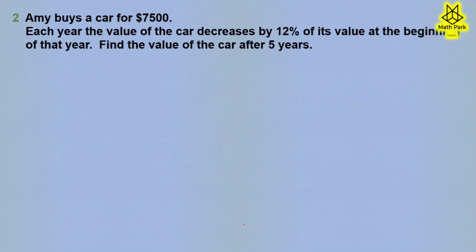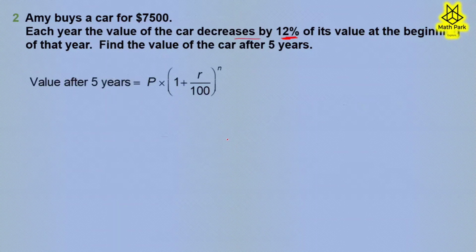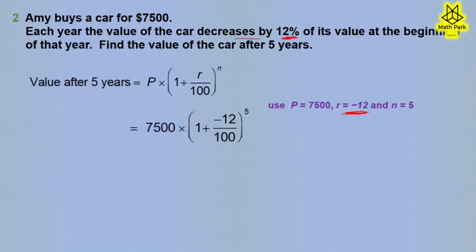Let's take one example on exponential decay. Amy buys a car for $7,500. Each year, the value of the car decreases by 12% of its value at the beginning of that year. Find the value of the car after 5 years. So here R we are going to take negative. We have the same formula: 7,500 times 1 plus negative 12 over 100 to the power 5. 100 minus 12 is 88. 88 over 100 is 0.88, raised to 5.